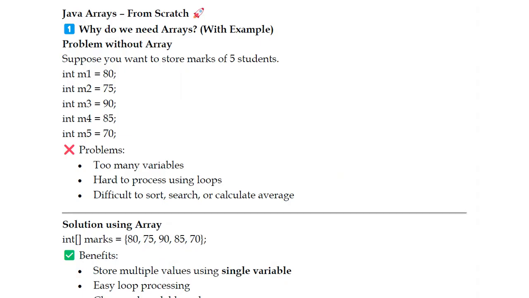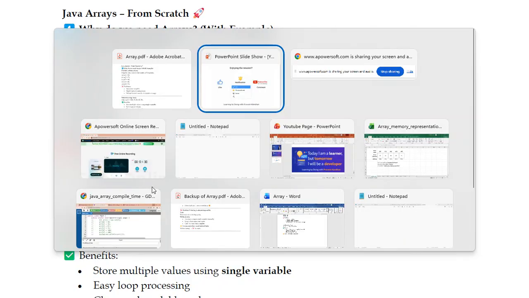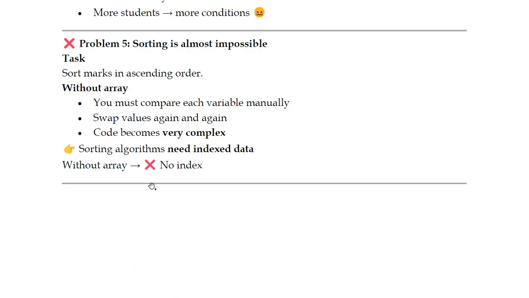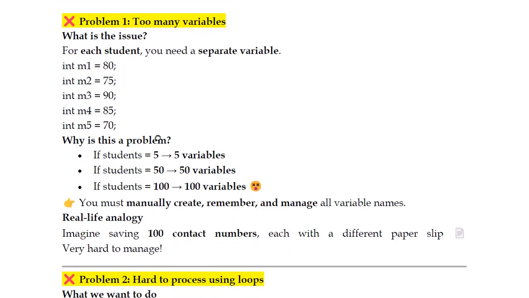But the problem will rise if there are many variables. We'll discuss all these problems with real-time examples. If you have too many variables, then what's the issue? For each student, you need to maintain a separate variable. Am I right? You need to create a separate variable for each and every student. For 5 students, not an issue. Let's say 50 students are coming. So 50 variables you have to maintain. 100 students are coming, 100 variables, or 1000, or 1 lakh.